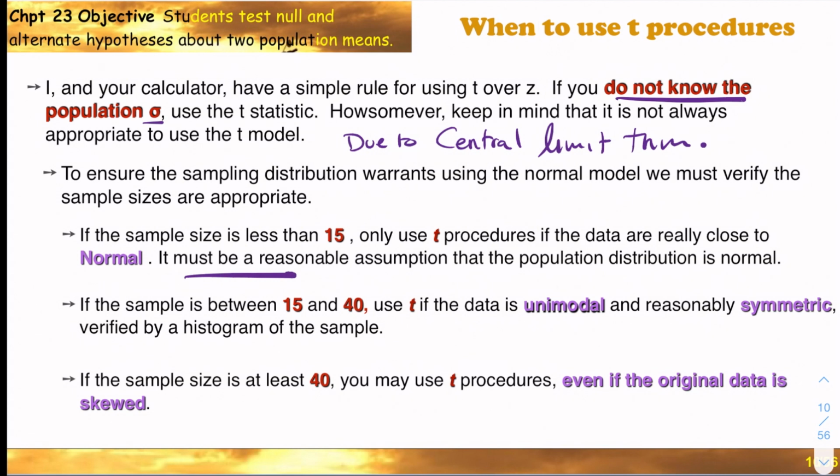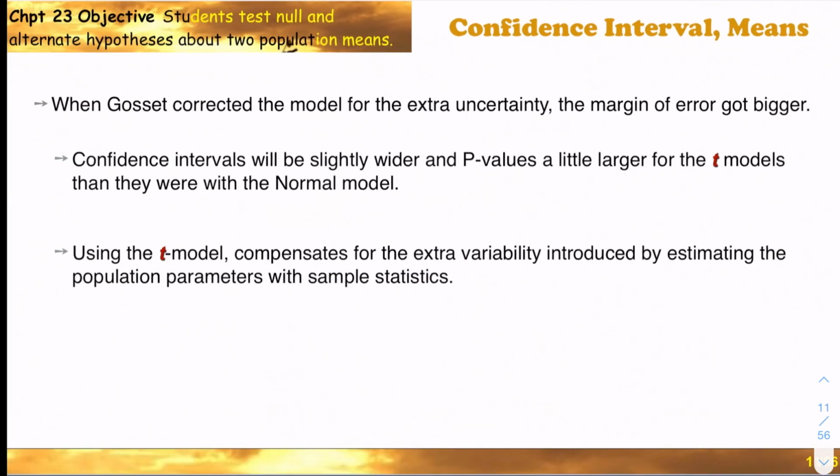And finally, if the sample size is at least 40, you may use t procedures, even if the original data is skewed. This is why the central limit theorem comes in handy. So as we collect more and more samples, as long as the sample size is at least 40, you can always use the t procedures.